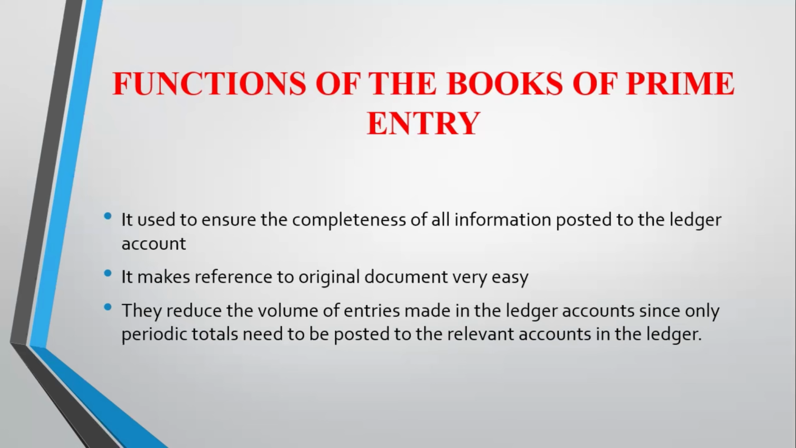Since only periodic totals need to be posted, when there is a purchase on credit, it is recorded in the purchases journal, and then the total is transferred to the ledger account. These are a few functions of the books of prime entry.